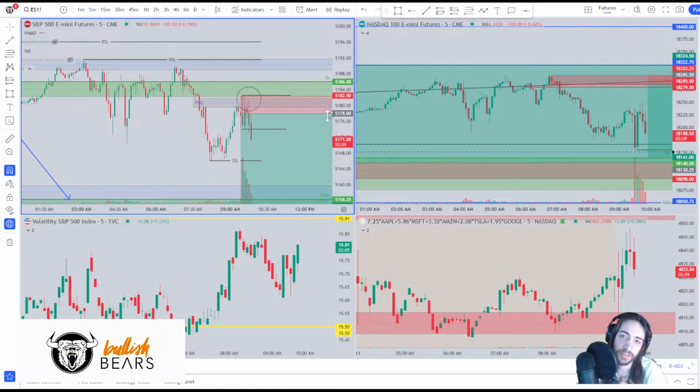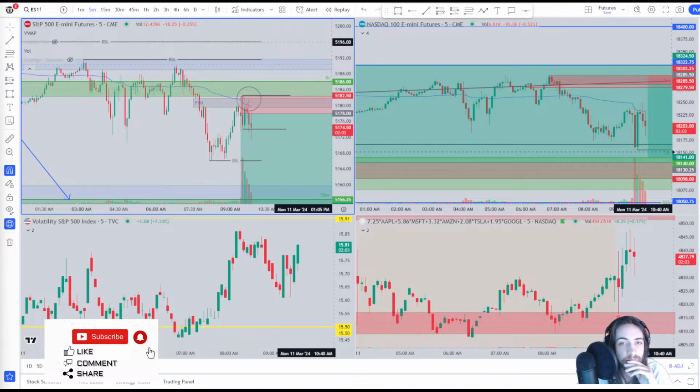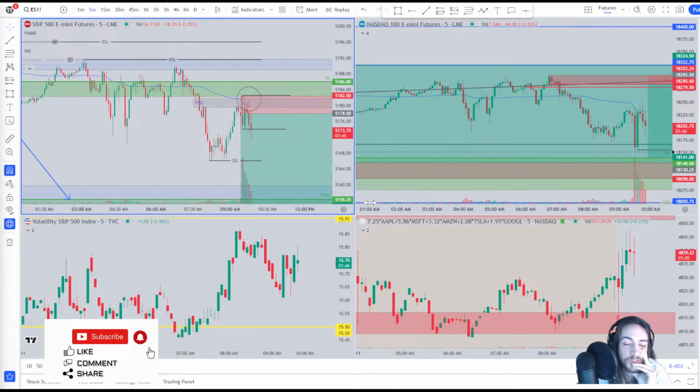Yeah, it was a nice short setup. Would have been 10 points in the money already on ES. That's okay. We're just chilling. See if ES wants to pull back, give us that entry. I don't think it will at this point. Just staying patient.